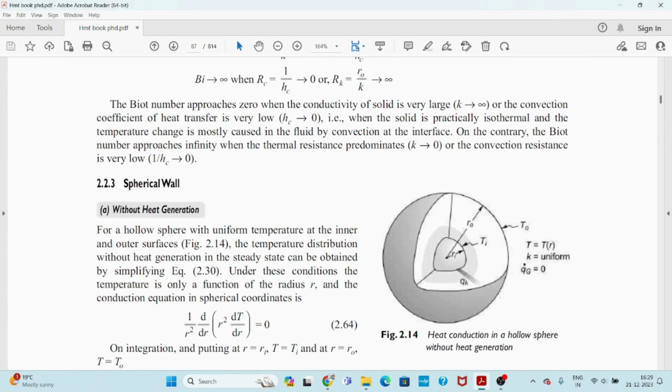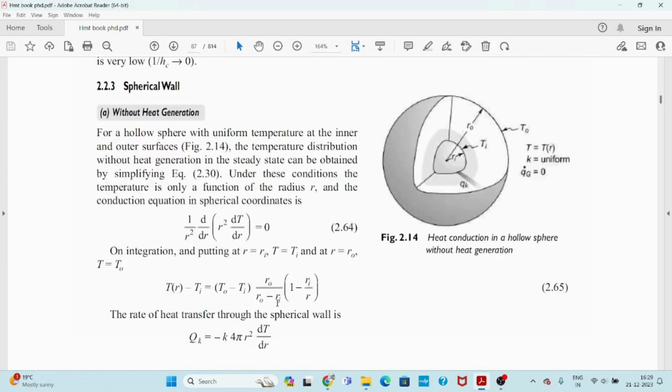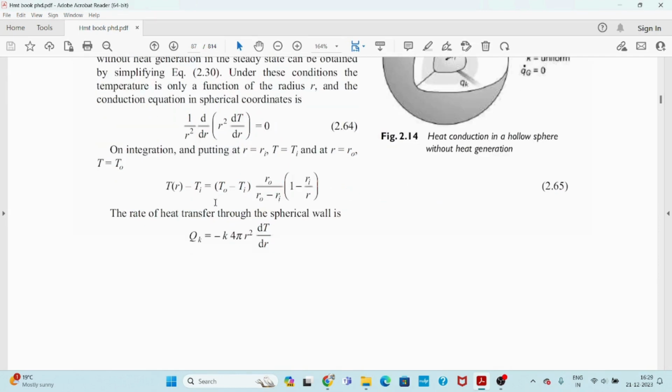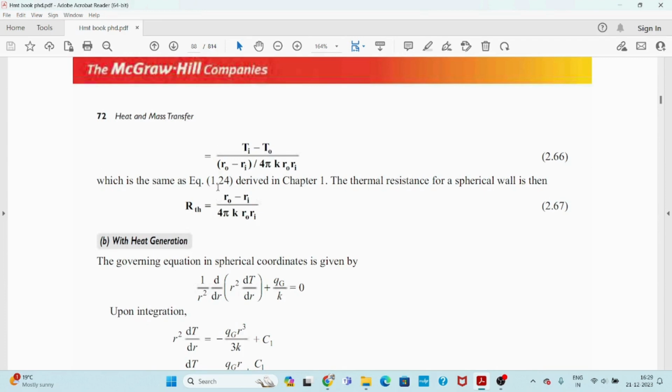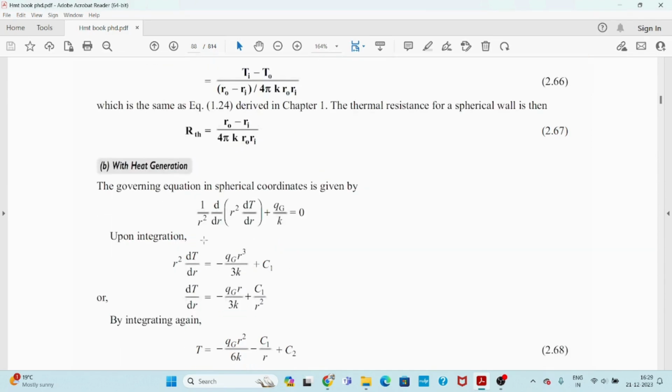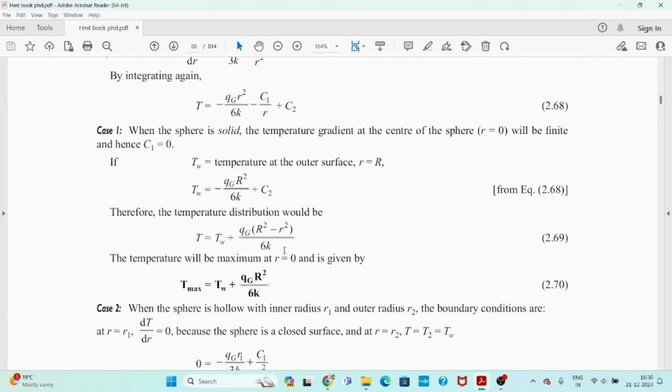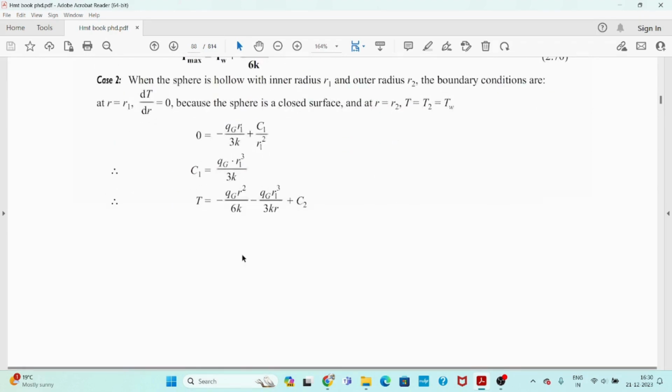In case of the spherical one, you can see here, this is the same equation I told you earlier. If you remember that equation, you can easily find the temperature variation after solving it. Here is the equation, 4 pi k r0 ri (T1 minus T2) upon (r0 minus ri). With heat generation, this is the same case. You write the fundamental equation with heat generation and integrate that, and you will find the different equation after applying the boundary condition.